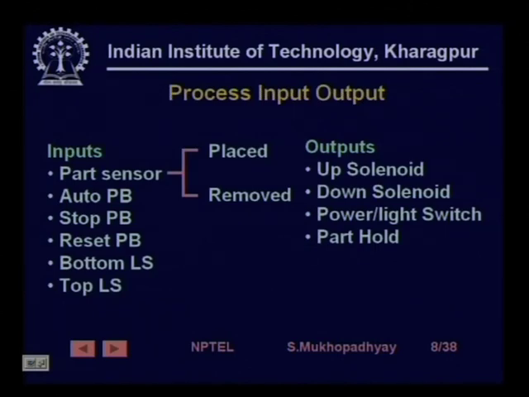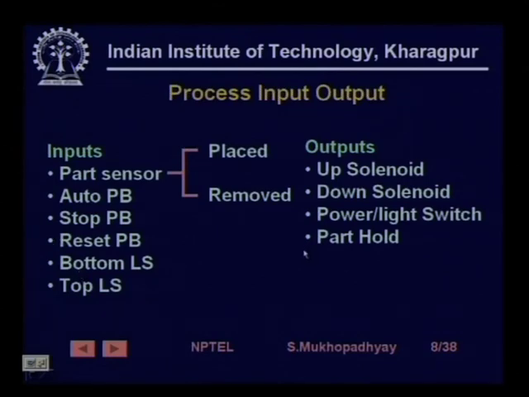As inputs we have part sensors, which generate two kinds of events. One is part placed, another is part removed. Then there are three kinds of push button: the auto push button, the stop push button and the reset push button. These three are operator inputs. Then there are the two limit switch sensors, bottom limit switch and top limit switch.